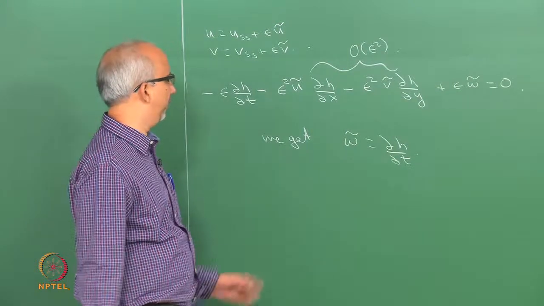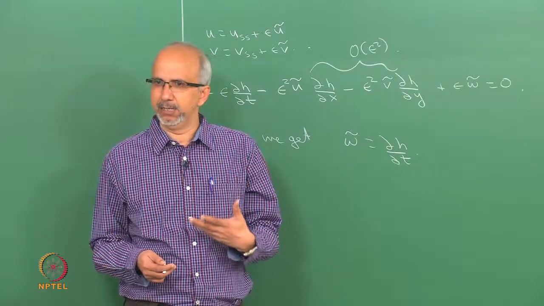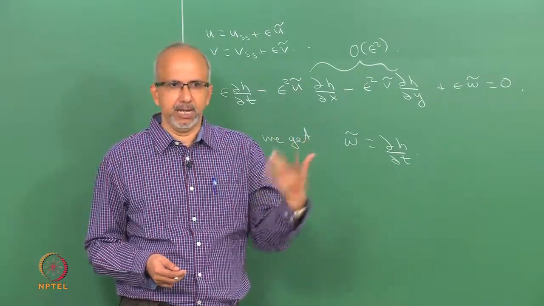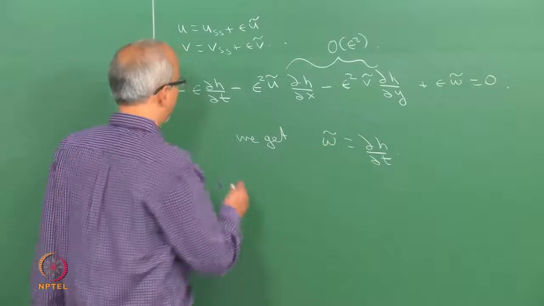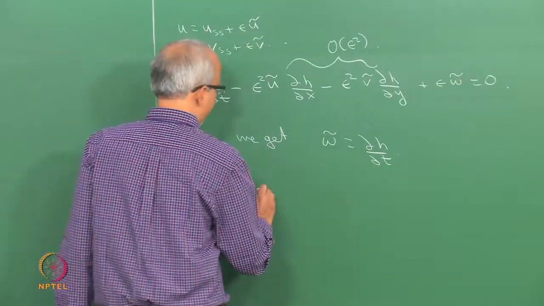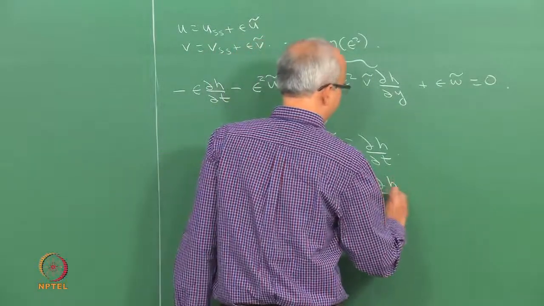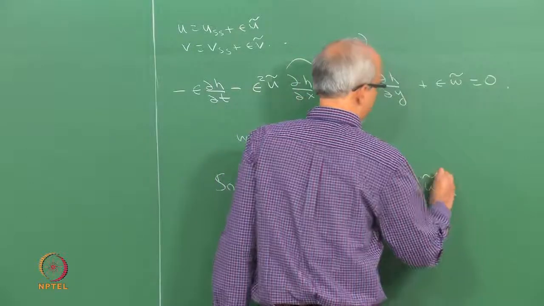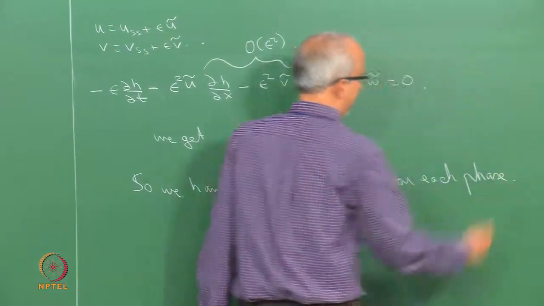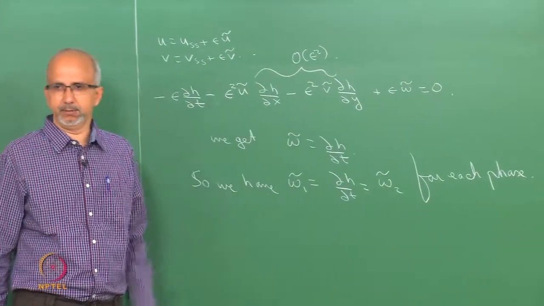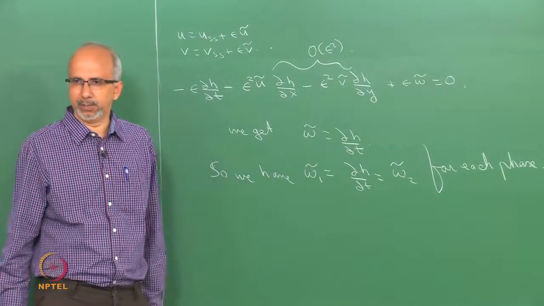okay. Now remember, this is going to be valid for both the phases. So w1 tilde is going to be equal to dh by dt if I write for the first phase. If I write for the second phase, it is going to be w2 tilde equal to dh by dt. So we have w1 tilde equals dh by dt, which is equal to w2 tilde, for each phase. This is at the interface. So in other words, w1 tilde will be equal to w2 tilde.